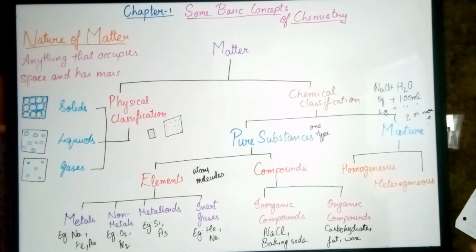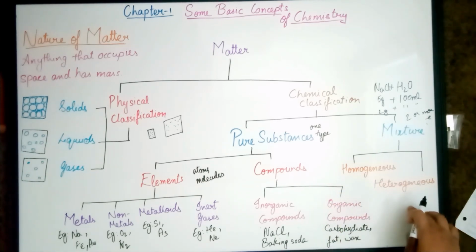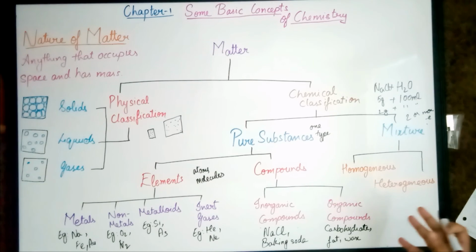Okay, so mixtures are basically classified into two: homogeneous and heterogeneous mixtures. In homogeneous mixtures, you cannot see the point of difference, whereas in heterogeneous mixtures, you can see the point of difference. First, we will go to heterogeneous because they are more familiar to us, I guess.